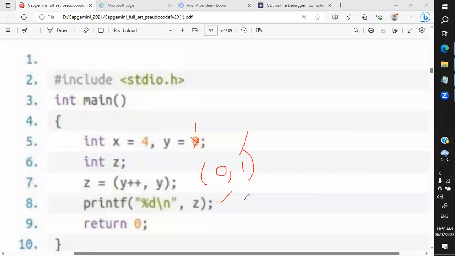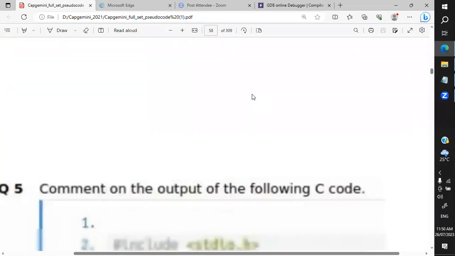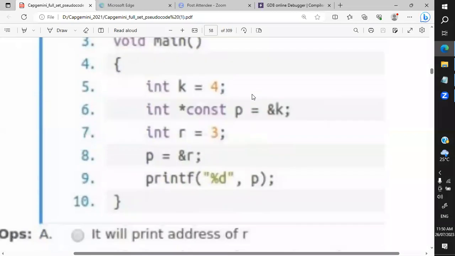Clear everyone? I hope it's clear. Easy things. Just remember, if you write comma separated values, first value without braces. With braces, last value. That's all you have to remember. Going for the next one. Try this one, everyone.